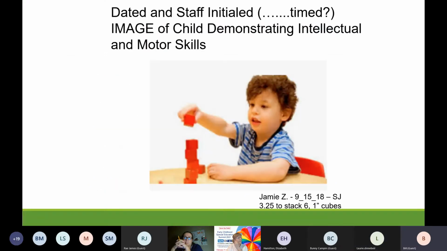Next slide, please. So yeah, here's a pretty good example. This slide says at the bottom that this child is demonstrating he's able to stack 6 1-inch cubes in 3 minutes and 25 seconds. So pretty straightforward. He does in fact have 5 cubes stacked up, and the physics suggest they might take a 6th block. As you can see, they're not symmetrically stacked, but they're balanced, okay?